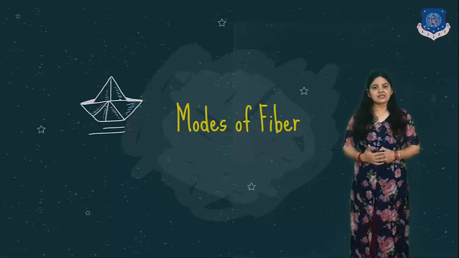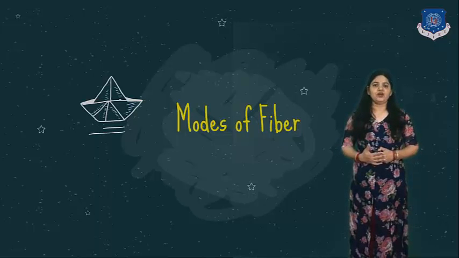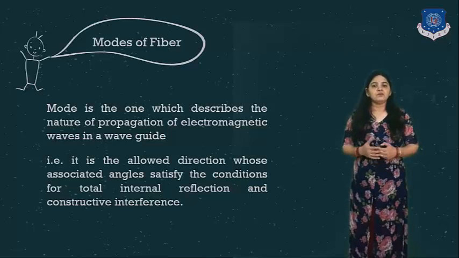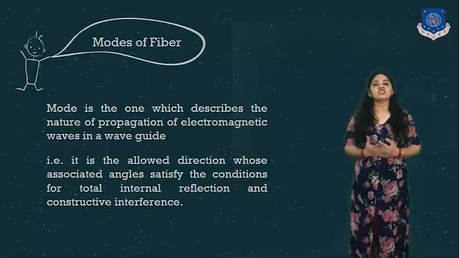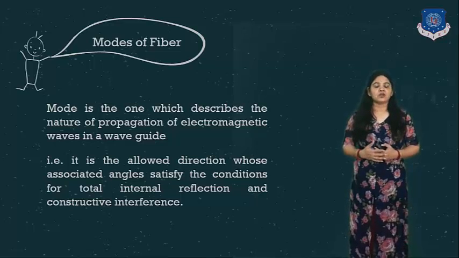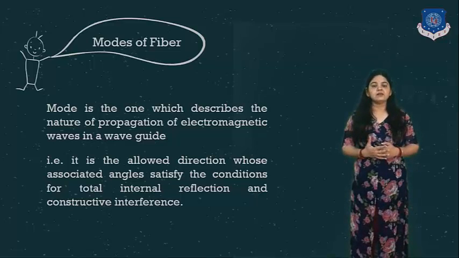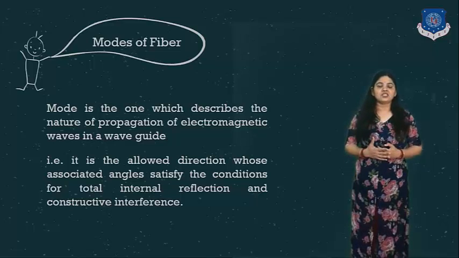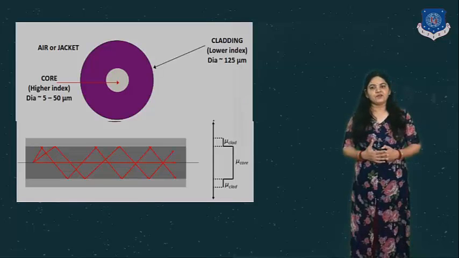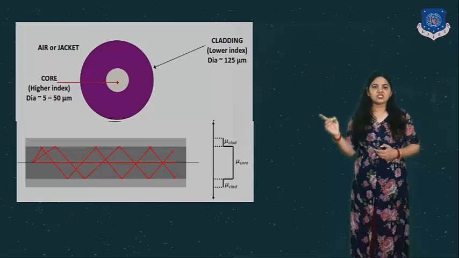The second thing is about the modes of the fiber. Now, what is a mode? The mode describes the nature of the propagation of the EM wave in a waveguide. It is also an allowed direction whose associated angle satisfies the conditions for total internal reflection and constructive interference. So this is the structure of the fiber.